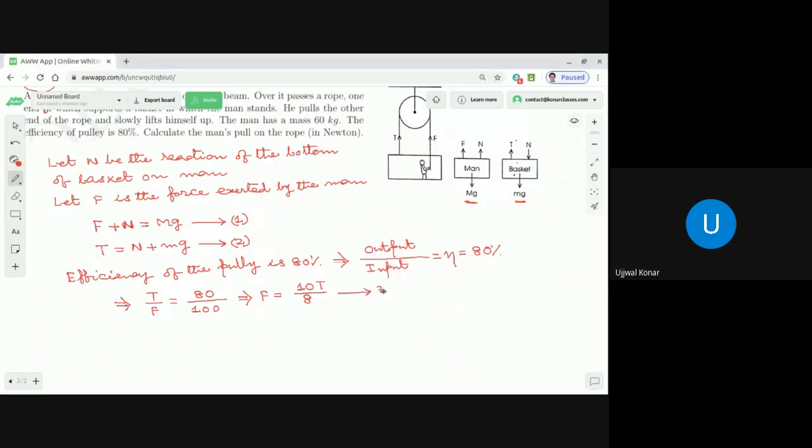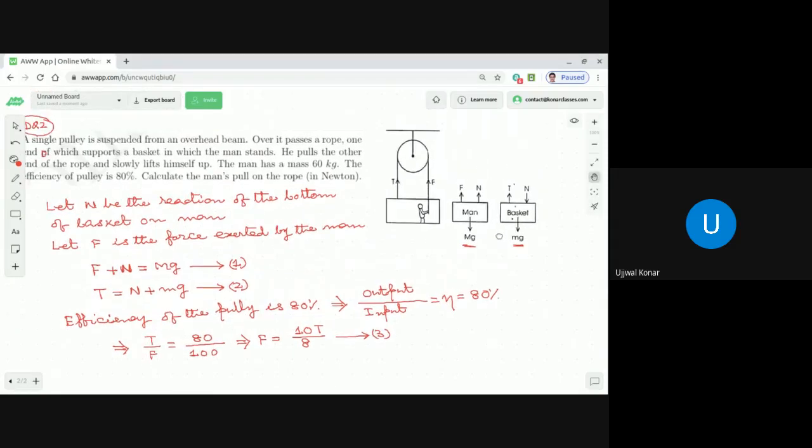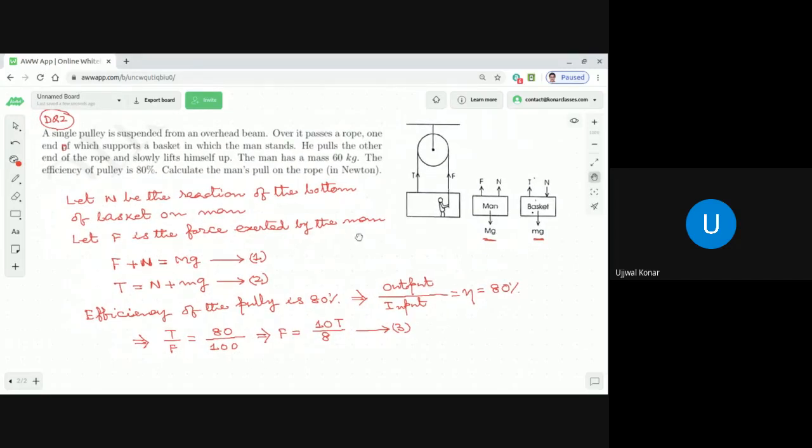So by means of drawing this free body diagram, formation of the equations is important. Any questions so far? Please feel free to ask me if you have any smallest query here. Now, if we look into equation number 1 and equation number 3, what can we write? Instead of F, we can write 10T by 8. So 10T by 8 plus N equal to 60 g, because that is what is actually given. Correct?